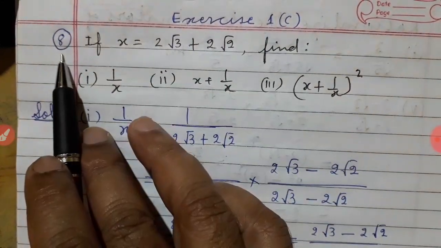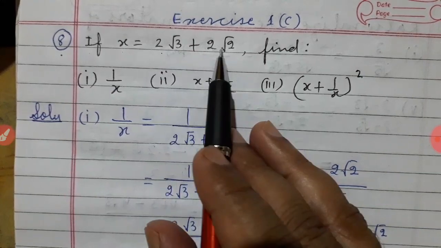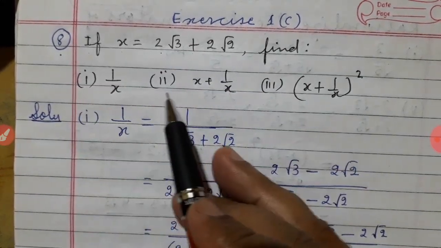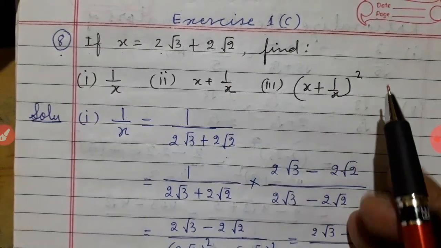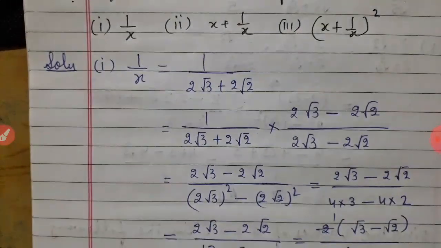Exercise 1C, question number 8. If x is equal to 2 root 3 plus 2 root 2, find number 1, 1 upon x, number 2, x plus 1 upon x, number 3, x plus 1 upon x whole square. So first we have to find out the value of 1 upon x.